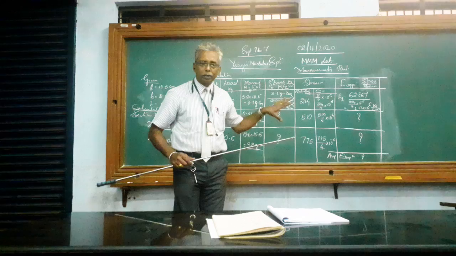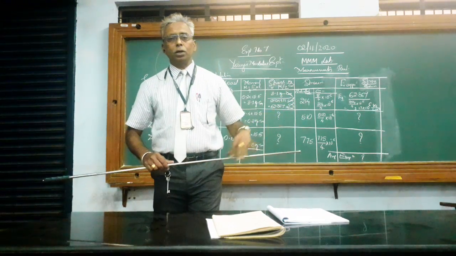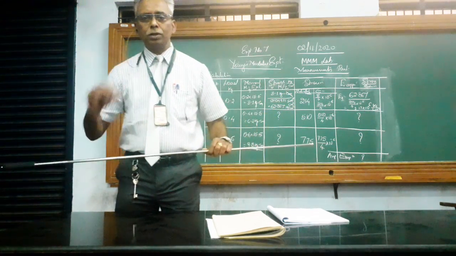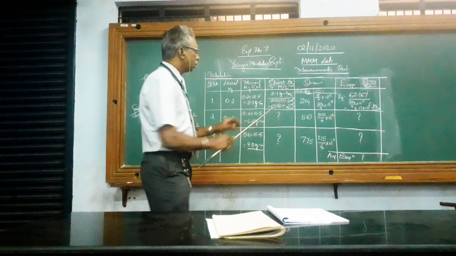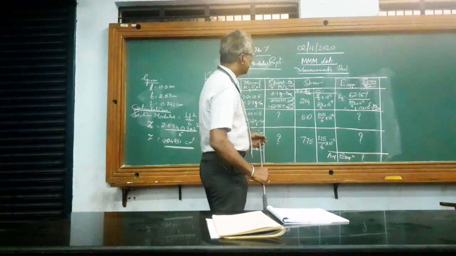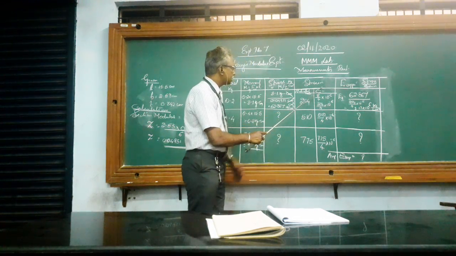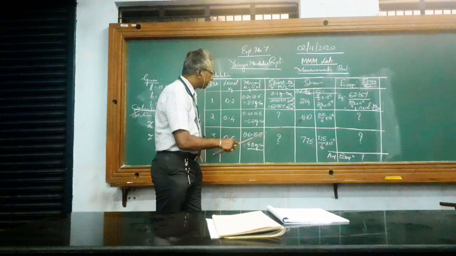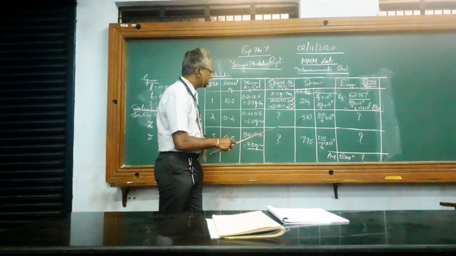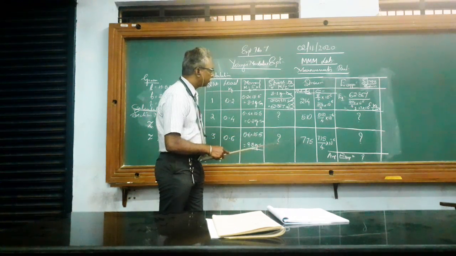But for your calculation purpose, please note down these values and calculate the Young's modulus of elasticity. And obviously the last section is, please note, the indicated reading of strain is these numbers, 214, 510, 775.